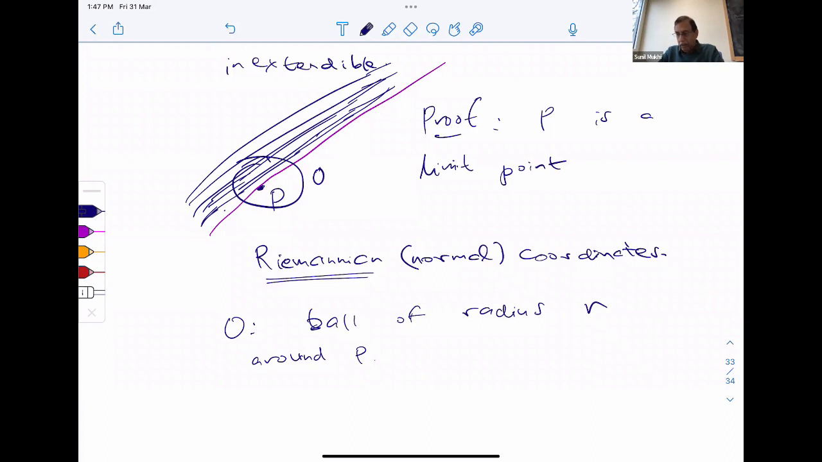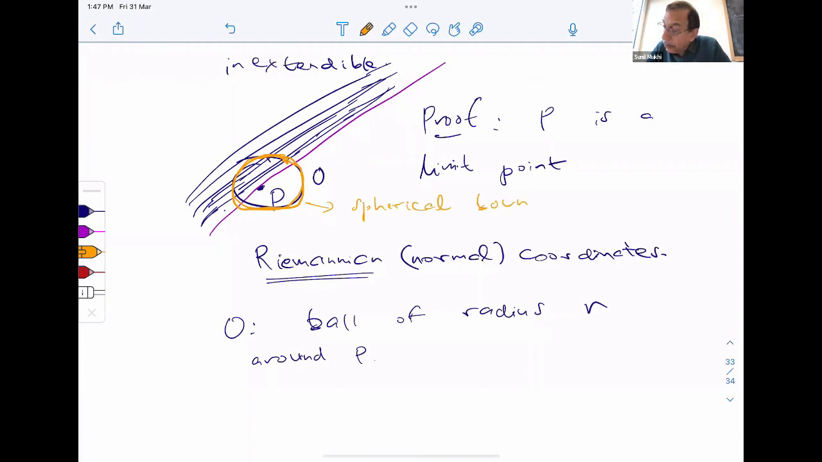Okay, now you can see sort of from the drawing that because these are inextendable curves, they are actually going for a small neighborhood O. They are not only going to intersect with the neighborhood, but they're going to pass through its boundary. And this boundary is here. This is a sphere. Okay, this is the spherical boundary of O. Because I've chosen O in certain coordinates, it's actually a ball, and this is the spherical boundary of O.